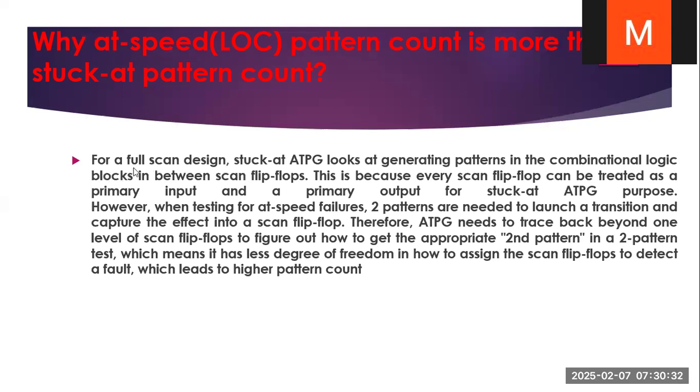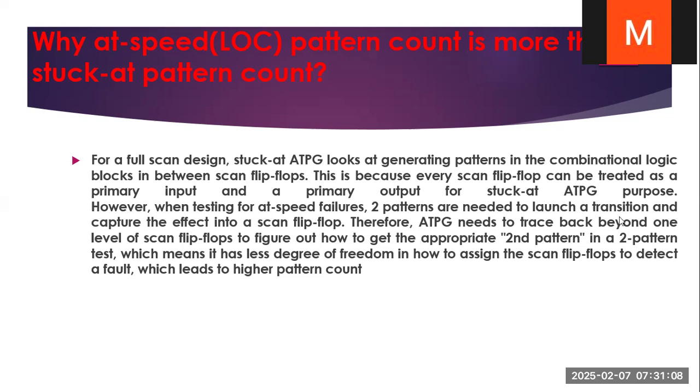For a full scan design, stuck-at ATPG looks at generating the patterns in a combinational logic block in between the scan blocks. This is because every scan block can be treated as a primary input and a primary output for stuck-at ATPG purposes. However, when testing for at-speed failures, patterns are generated to launch a transition and capture the effect into a scan block.